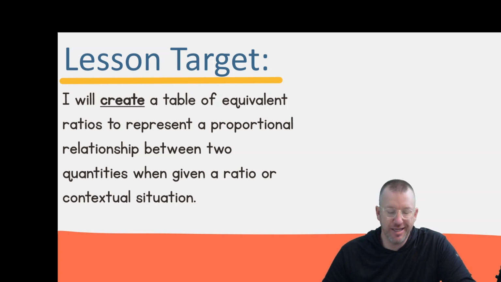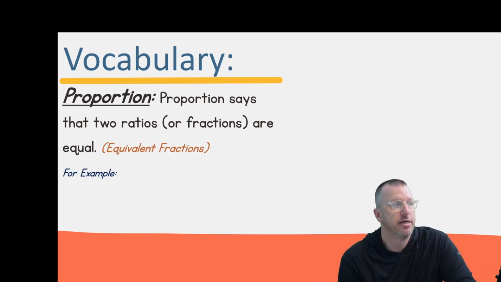All right, so the lesson target. I'm not going to spend a lot of time on this because it's going to sound very confusing, but at the end it will make sense. I will create a table of equivalent ratios to represent a proportional relationship between two quantities when given a ratio or contextual situation. Blech. That's a lot. Let's explain it. But first, let's get into vocabulary.